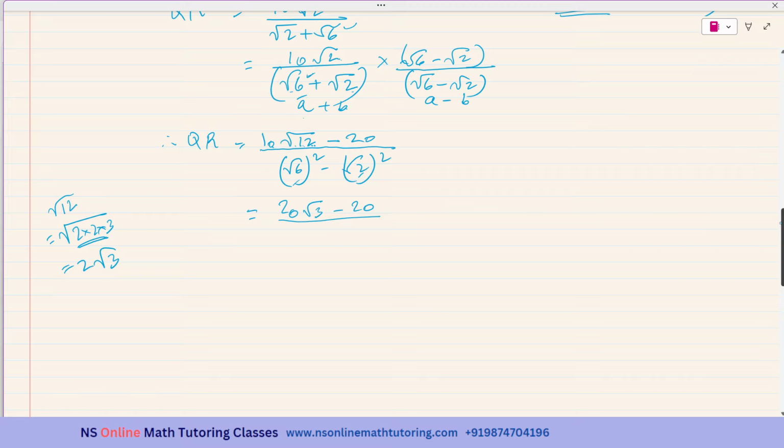over 6 minus 2, which is equal to, I can take 20 common, it is root 3 minus 1 over 4. So therefore, QR is equal to, and these two will be getting cancelled, I'll be having QR's value as 5 times root 3 minus 1 centimeters. This is a paper 1 question, so you will not have a calculator with you to find the decimal value, but this is the exact value of QR. Okay.